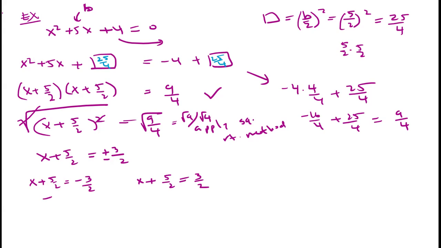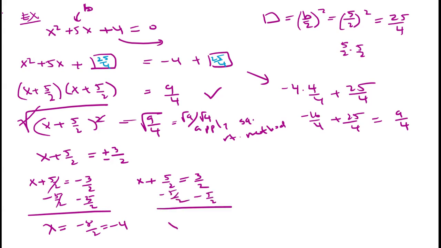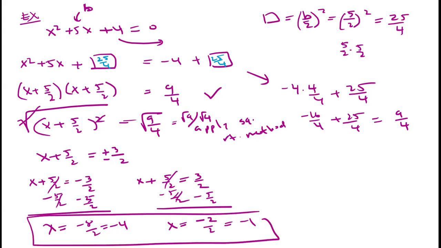So we're going to subtract 5 over 2 here, and subtract 5 over 2. That cancels, leaving us with -8 over 2, which is -4. Then we do the same thing here. So x is equal to, this cancels, leaving us with -2 over 2, which is negative 1. Okay, so those are our answers.